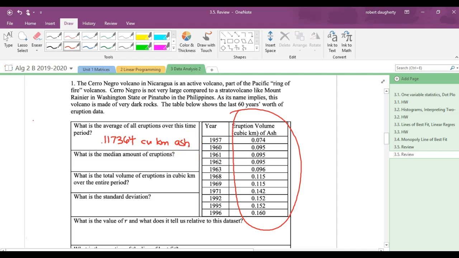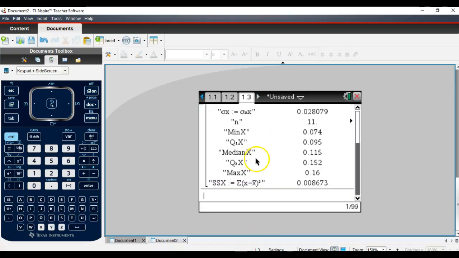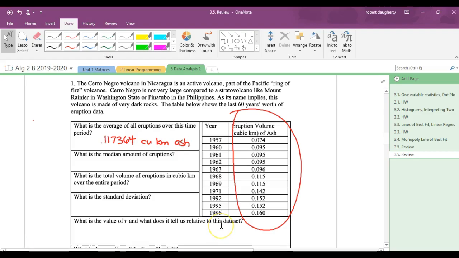What is the median amount of eruptions? Okay, that's straight from reading that statistics page. So if I go back to my calculator, the median is 0.115, again, cubic centimeters of ash.